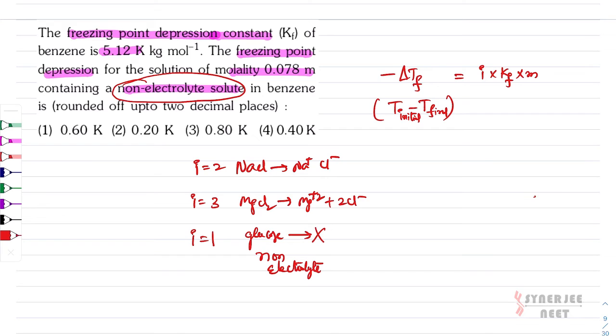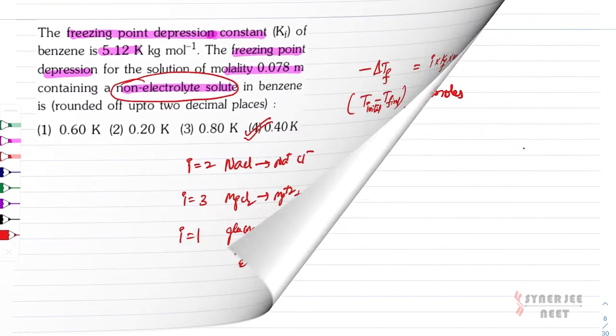Now, therefore, indirectly they are saying take the Van 't Hoff factor as 1, and Kf is given as 5.12, and molality is also given, 0.078. So if you multiply these 3 quantities, you get around 0.4 Kelvin. So only one option is matching with it, that is the 4th.